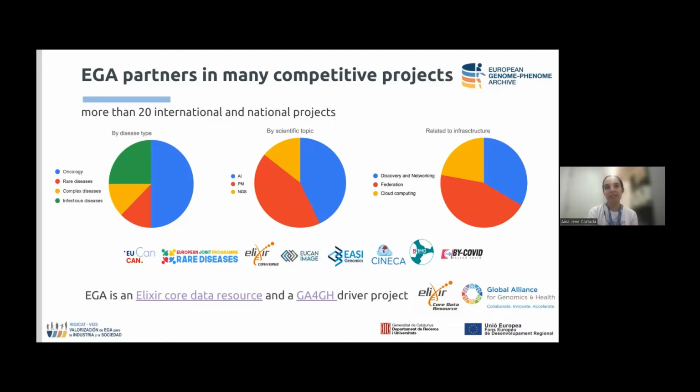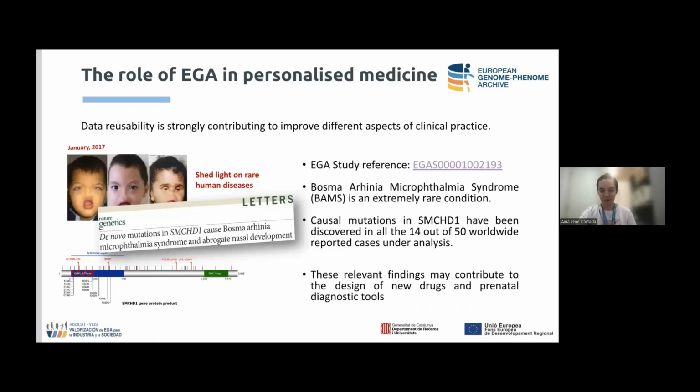But again, we're also working in many other scientific topics and infrastructures. As we can see here, we're going from artificial intelligence to next generation sequencing, but we're also developing infrastructures in discovery, in federation, and in cloud computing. So now that we have a little overview of all the partners and how the EGA works, I would like to walk you through a couple of data reusability stories that are a clear example of the goal of the EGA.